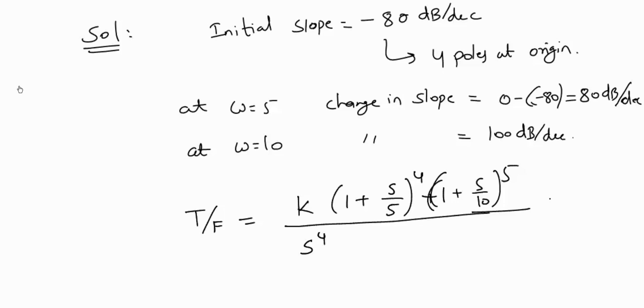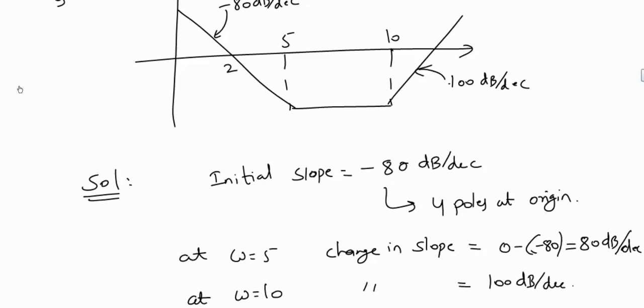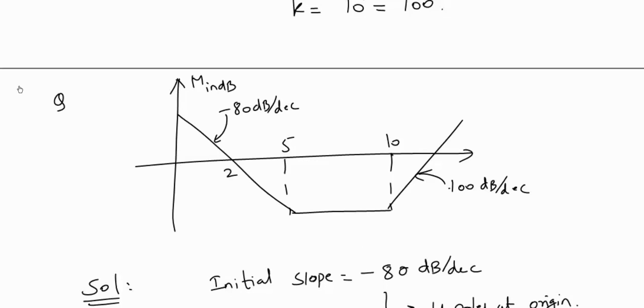Now here we have to find the value of k. If you observe the Bodeplot, we find that the magnitude at omega equal to 0.1 is not given to me here. So therefore I have to use the magnitude at some other frequency. Here I know that at omega equal to 2, the magnitude is 0. So let us make use of this.